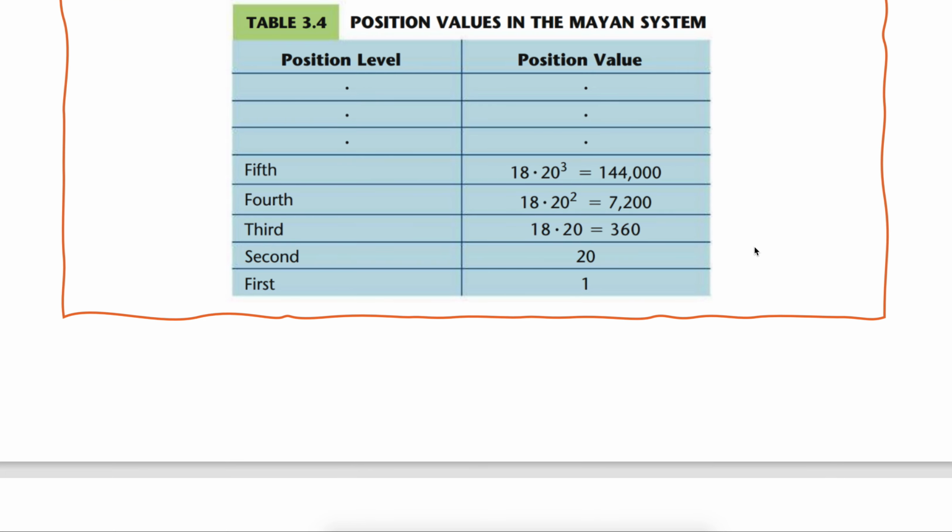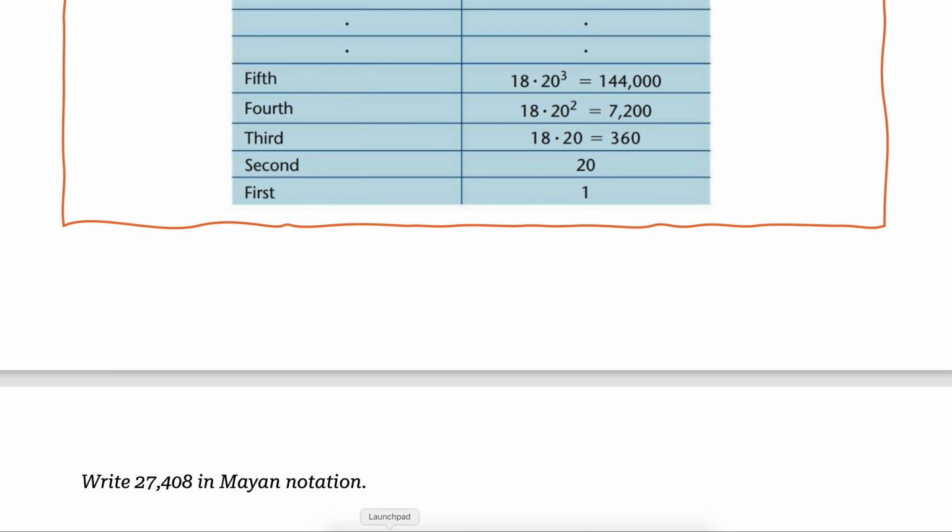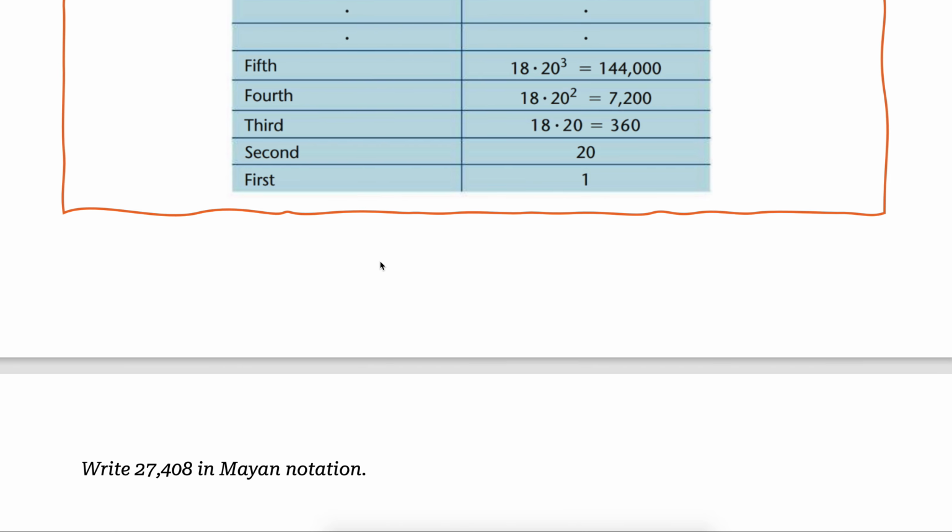We're going to look at an example here, and it's going to be 27,408. We're going to put this in Mayan notation, and I will scroll down in just a moment, but I wanted to point something out. We are going to go up to 4 place values here. The 27,408. Obviously, we're not reaching the 144,000, but we are going to get into the 7,200s. So we're going to be into 4 place values. So I'm going to use the calculator again for this one.